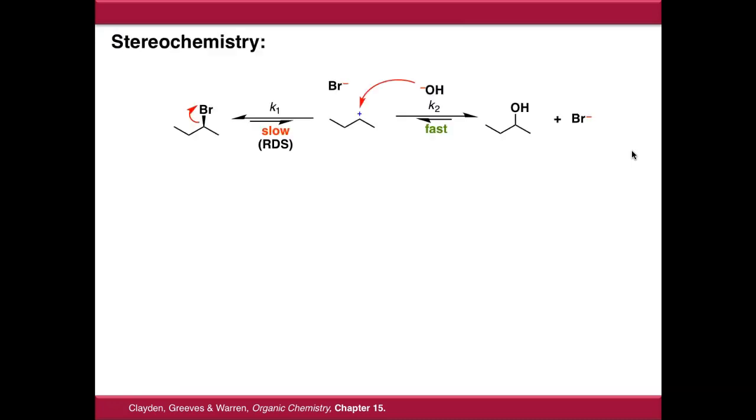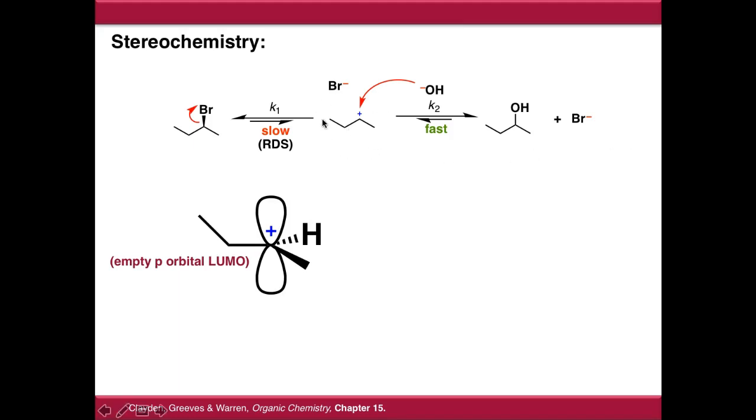So one final note on stereochemistry. So the stereochemistry of an SN1 reaction. If we look at the reaction in detail, the LUMO of this step here is an empty p orbital. It's a carbocation like this. So when our nucleophiles are attacking, the stereochemistry of the product that we end up with at the end of the reaction is determined by this attack here.